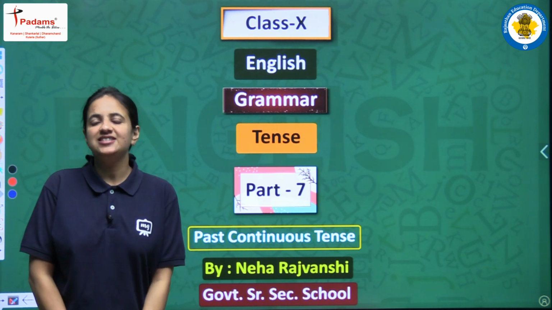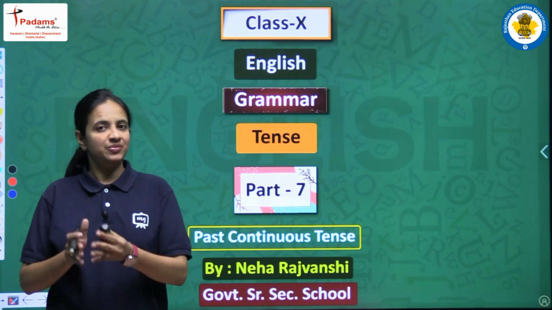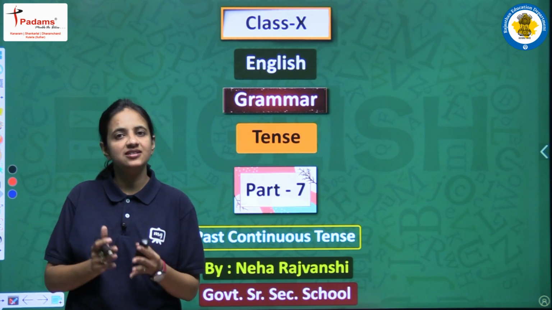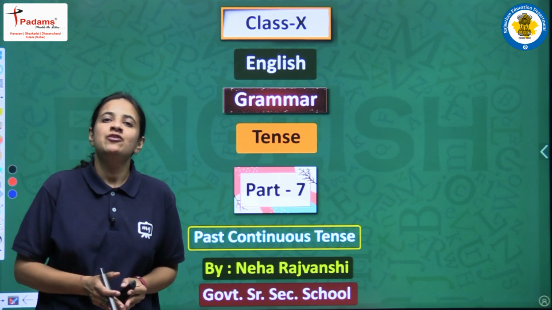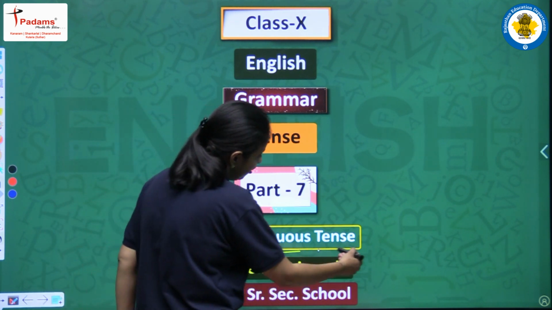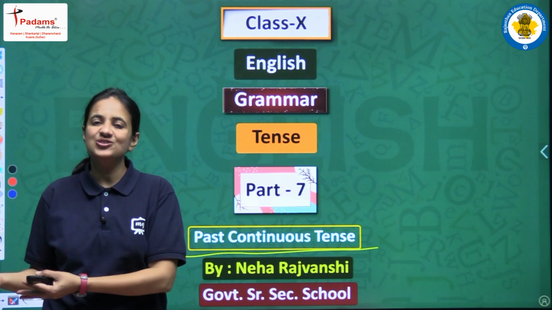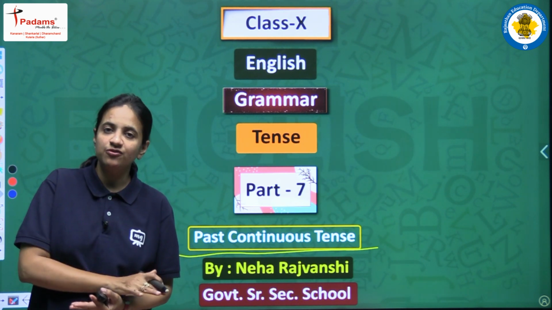So students, we have started reading our grammar syllabus and we are reading about tenses. In the previous video, we discussed past simple tense, and in today's video, we will start with our next tense. The name of the tense is past continuous tense. Before this we have discussed present continuous tense also, and this is the past form of continuous tense.